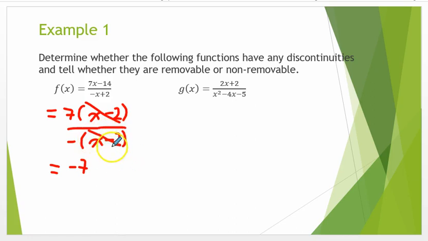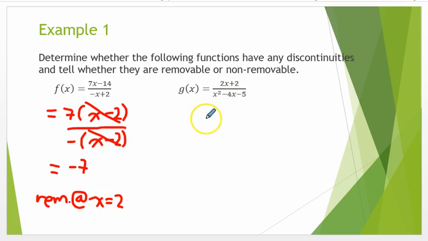The bottom of a fraction cannot be 0. So x equals 2 was a problem value for this function. The fact that we were able to cancel it out, that's what makes this a removable discontinuity. And I'm just going to abbreviate that here. So removable discontinuity. And then they want to know where the discontinuity occurs. It happens when x equals 2, because x equals 2 is the value that makes the bottom of our fraction equal to 0 or undefined.